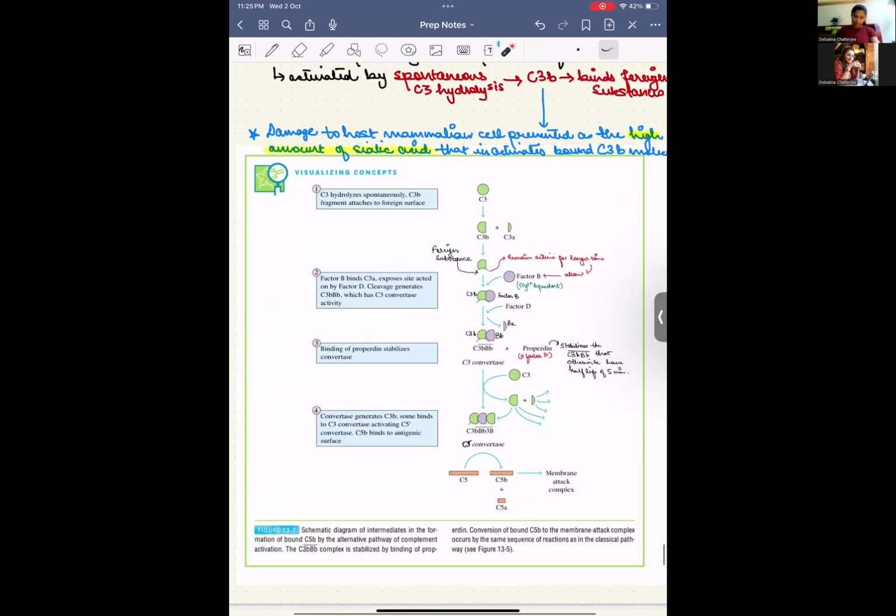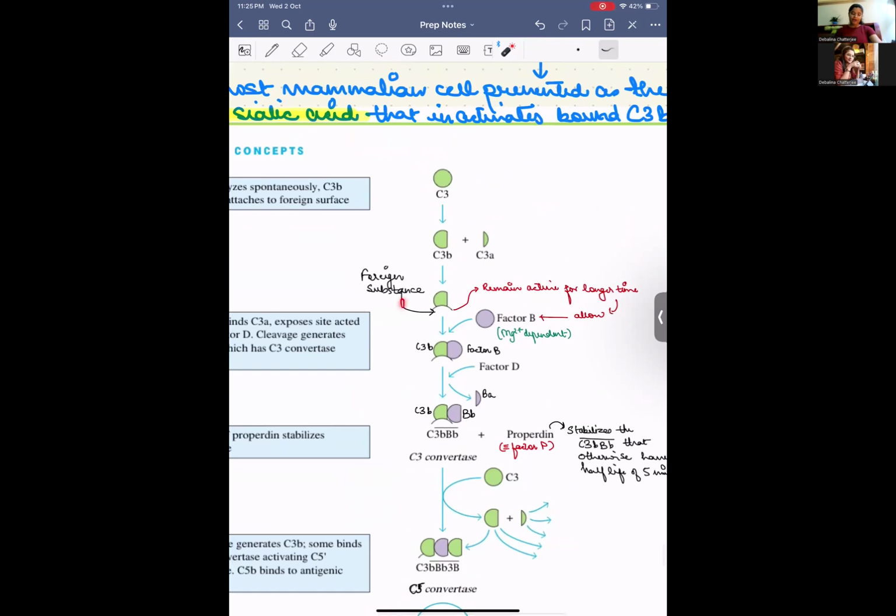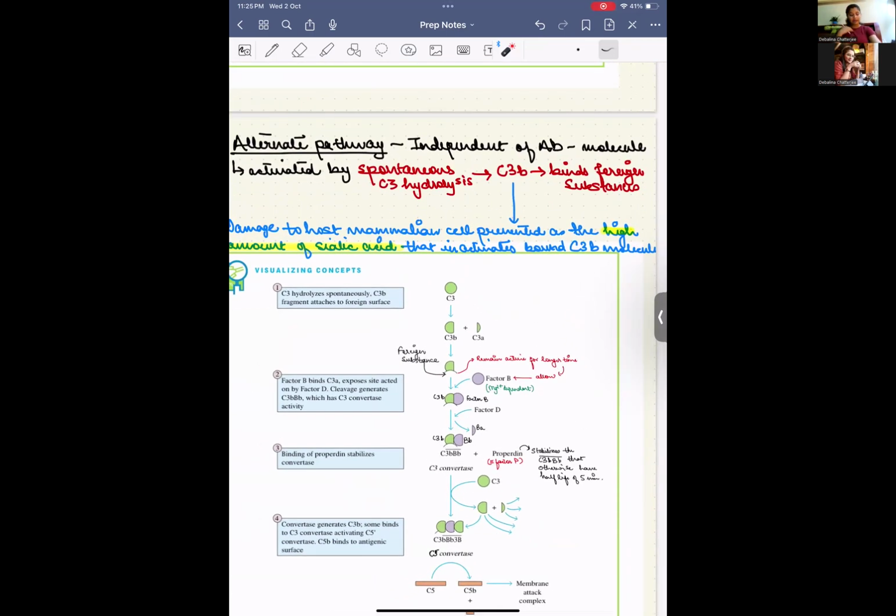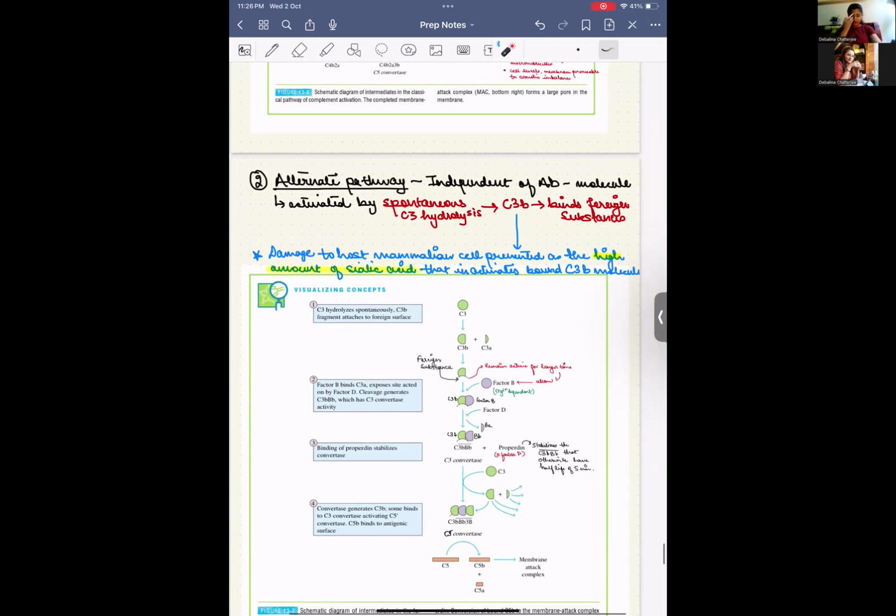Okay. Now one more fact: there is no specificity here. We are saying that this is binding to the foreign substance that makes it remain active for a longer time. What if it binds to the body's own cell, the mammalian cell? In fact, it does bind to the mammalian cell, right? But this binding is not sustained for long enough. Why so? The host mammalian cell has a high amount of sialic acid. In the presence of this sialic acid, the C3b molecule is inactivated.